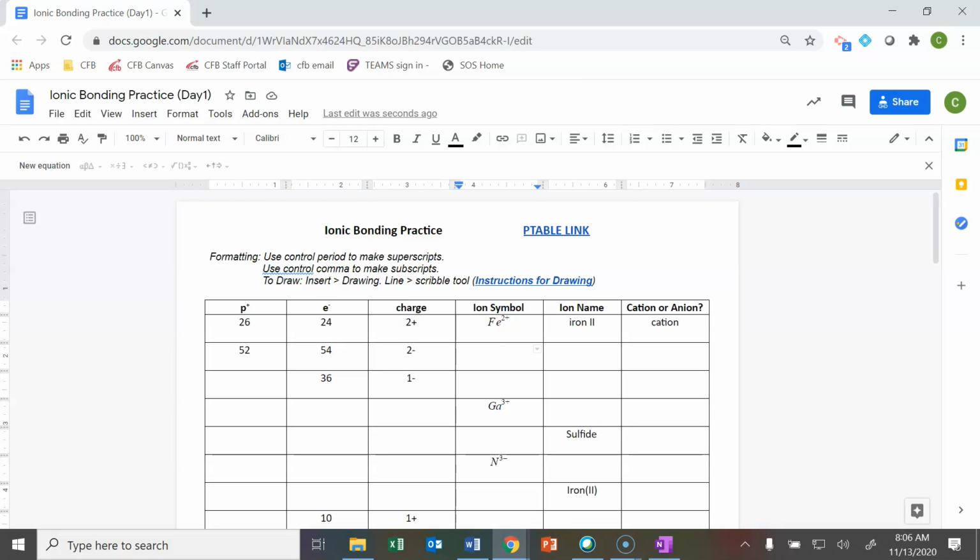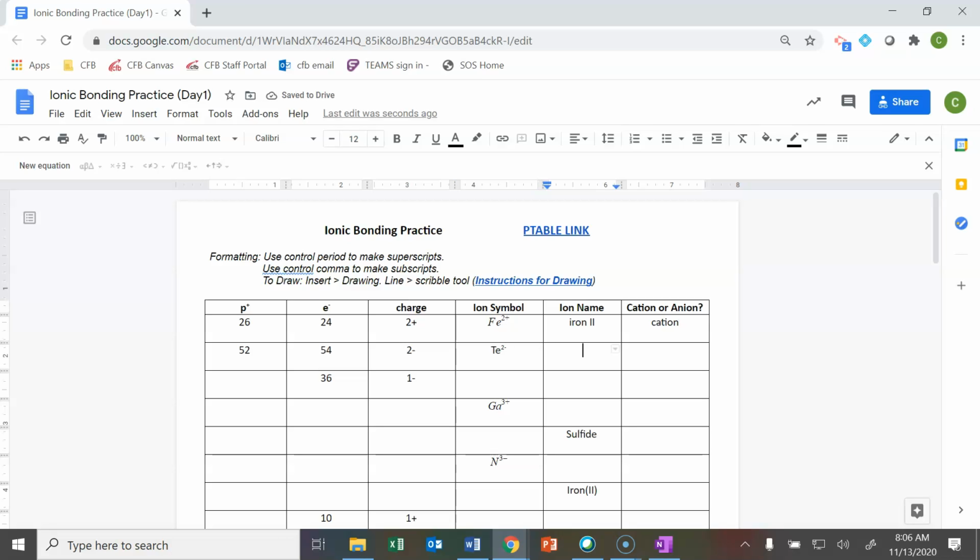All right, so if I find this on the periodic table, I find element number 52. That is tellurium, Te. And again, you either do Control+Period or the Insert Equation method that we just showed you. And then you need to put your charge, 2 minus.